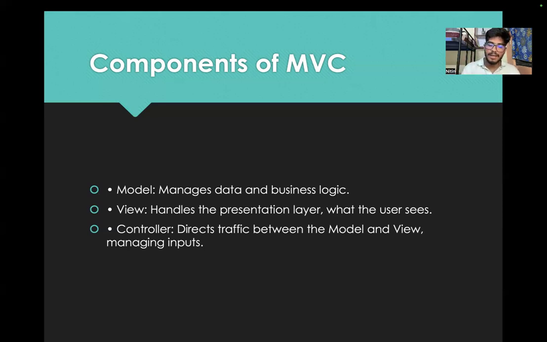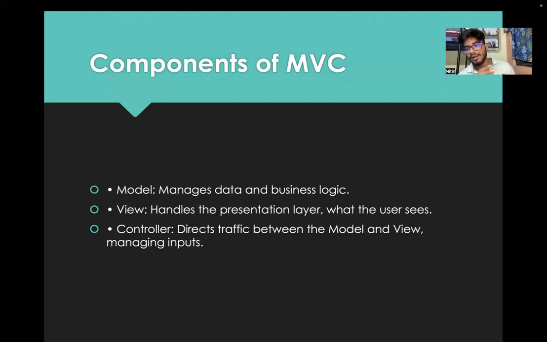When we are using a particular web page like Google or Amazon, let's take Amazon as an example. We are selecting a product, and what we see is the view component of the Model View Controller. If we are able to see a product's name and the description of the product, it is the view component. It is the user interface of the system in Model View Controller. And the controller directs traffic between the model and view and manages inputs.